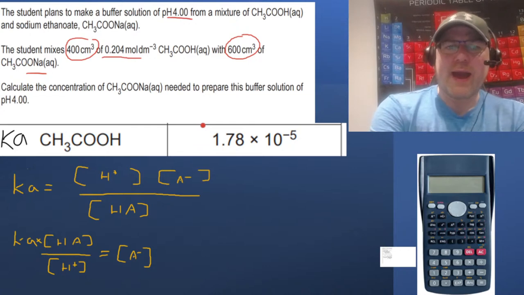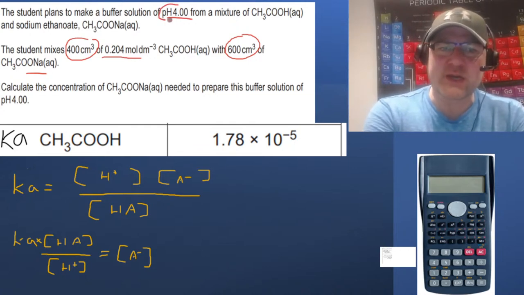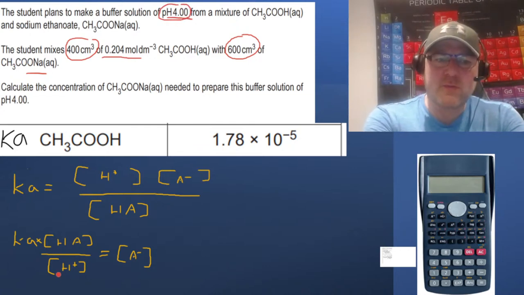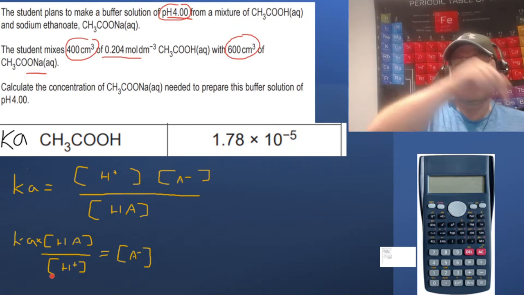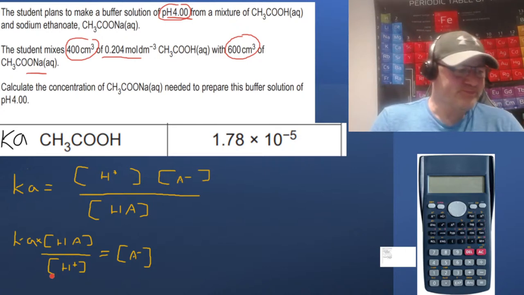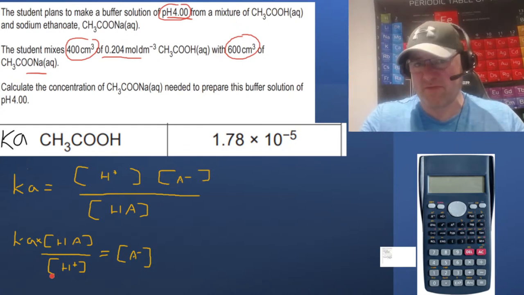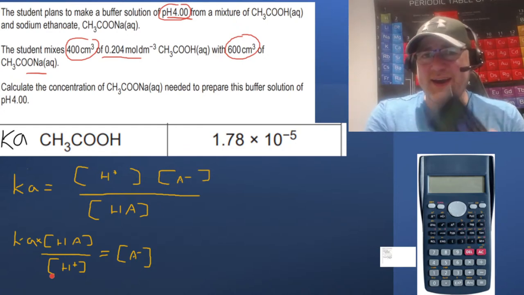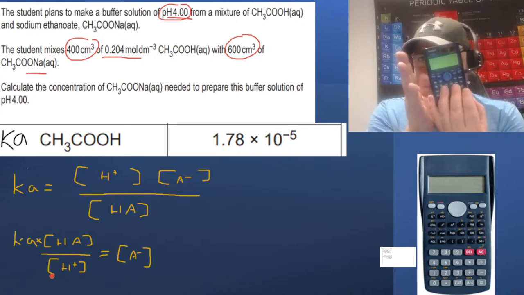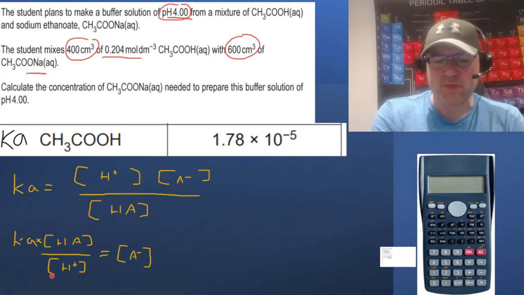So how can I convert pH? Can anyone remember how I'm going to work out the hydrogen ion concentration? Well, they've given us the pH. How do we turn pH into the H plus concentration? Hopefully you can remember that. So the first thing I'm coming across is they're giving me the pH, and I want to reverse that back into hydrogen ion concentration.